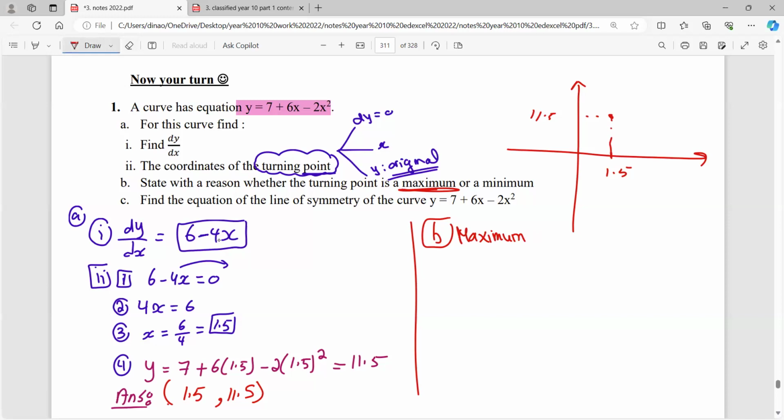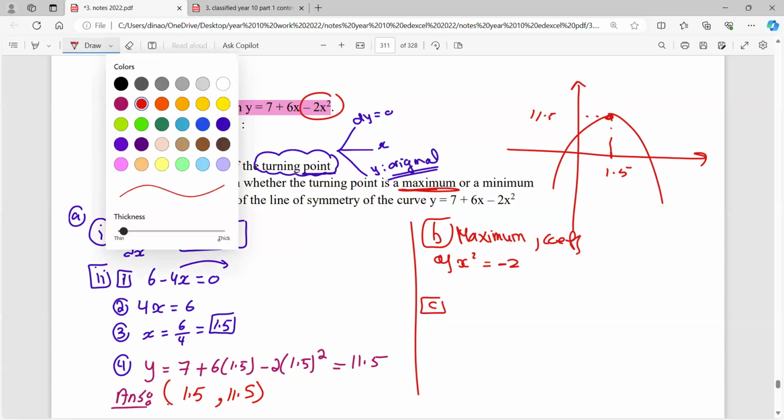We said since the x power 2 is negative, or since the coefficient of x power 2 is negative, then this point over here is a maximum point. So the curve goes downward like this. So sorry guys. Let's move on to question number C.